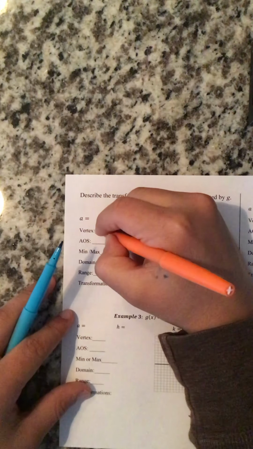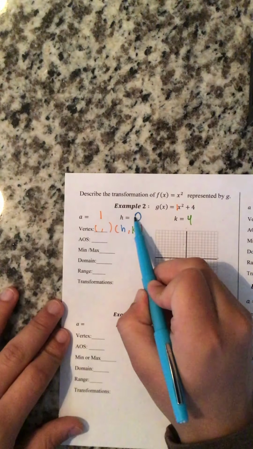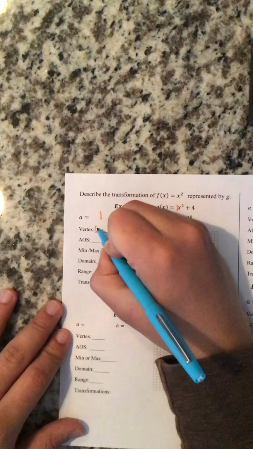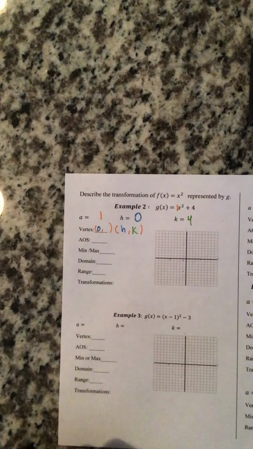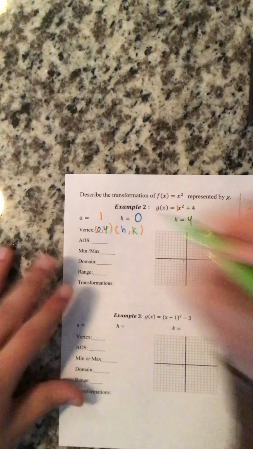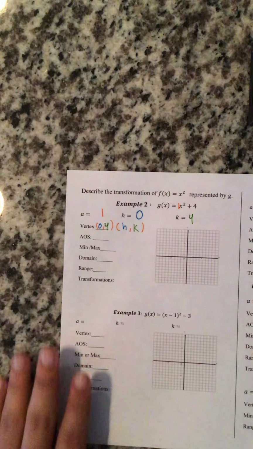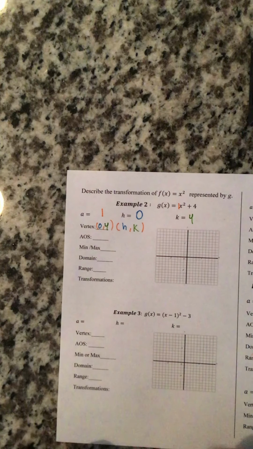So on my vertex, for my example, my h is 0. So I'm going to put a 0 in the vertex, okay? My k is 4. So I put a 4 there. So my vertex is that easy. It's 0, comma 4. That's it. That's all I got to do, okay?